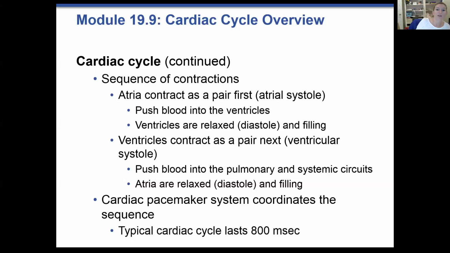Let's go back. So the ventricles contract second. That's the ventricular systole. They're pushing the blood into the pulmonary and the systemic circuits. While that's happening, the atria are relaxed. The atria are filling. Because think about it. Sorry, I just think I have a lot of stuff to explain in this one. So as the ventricles are contracting, think about what that's doing. That's pushing the blood up and out into the pulmonary and systemic circuits. So if you follow those circuits around, what's happening at the end of those circuits? The blood's getting pushed into the atria.